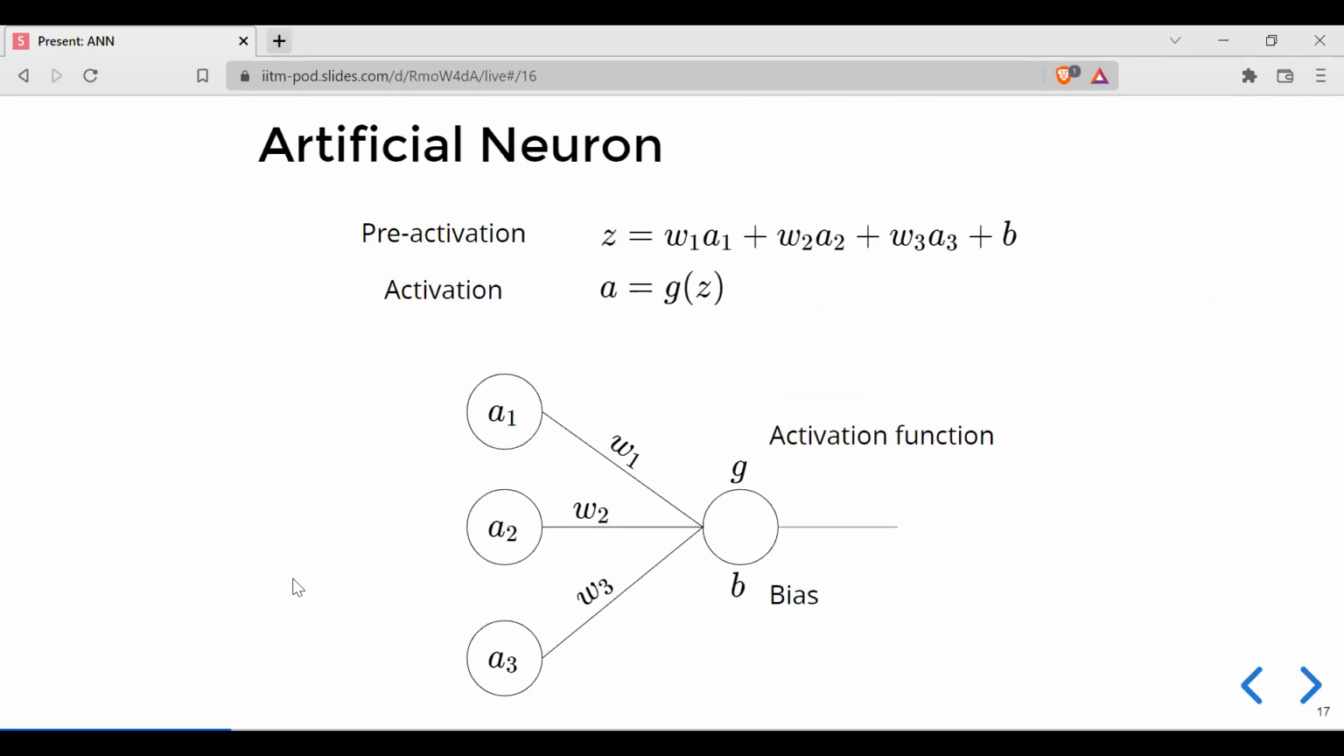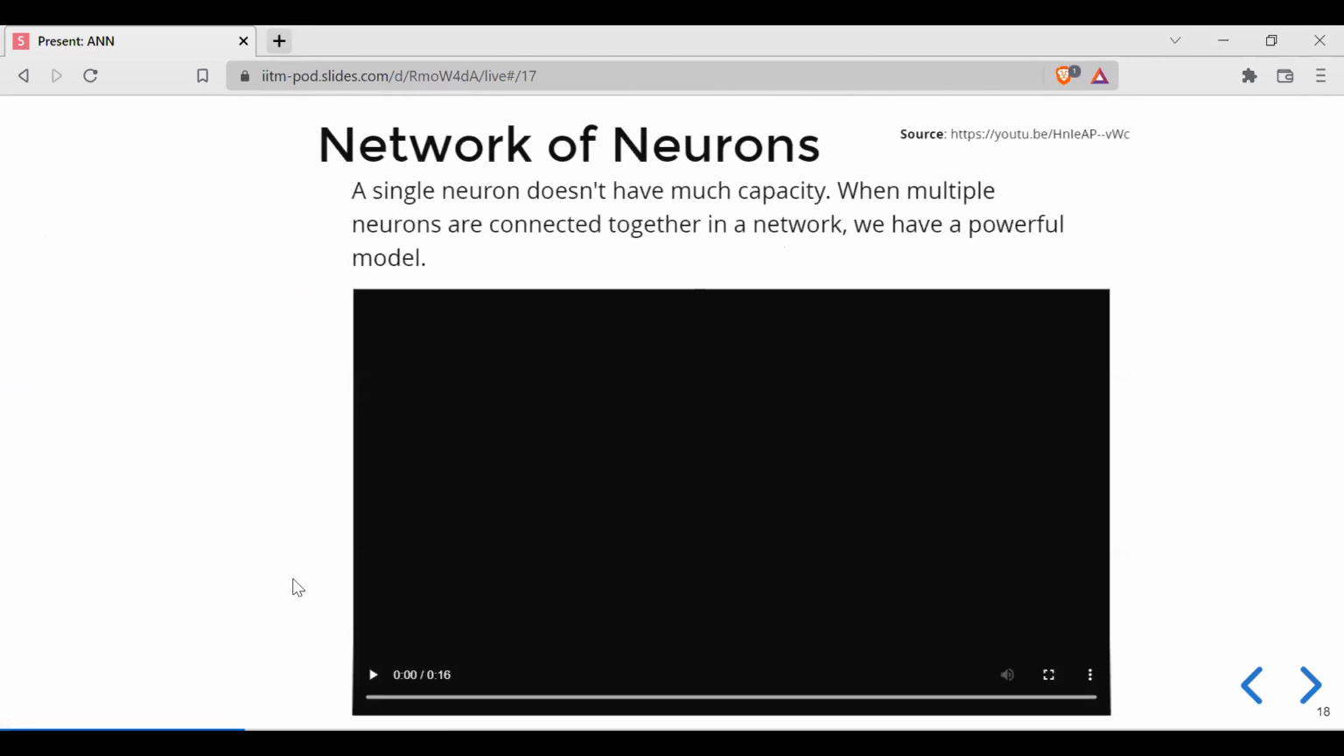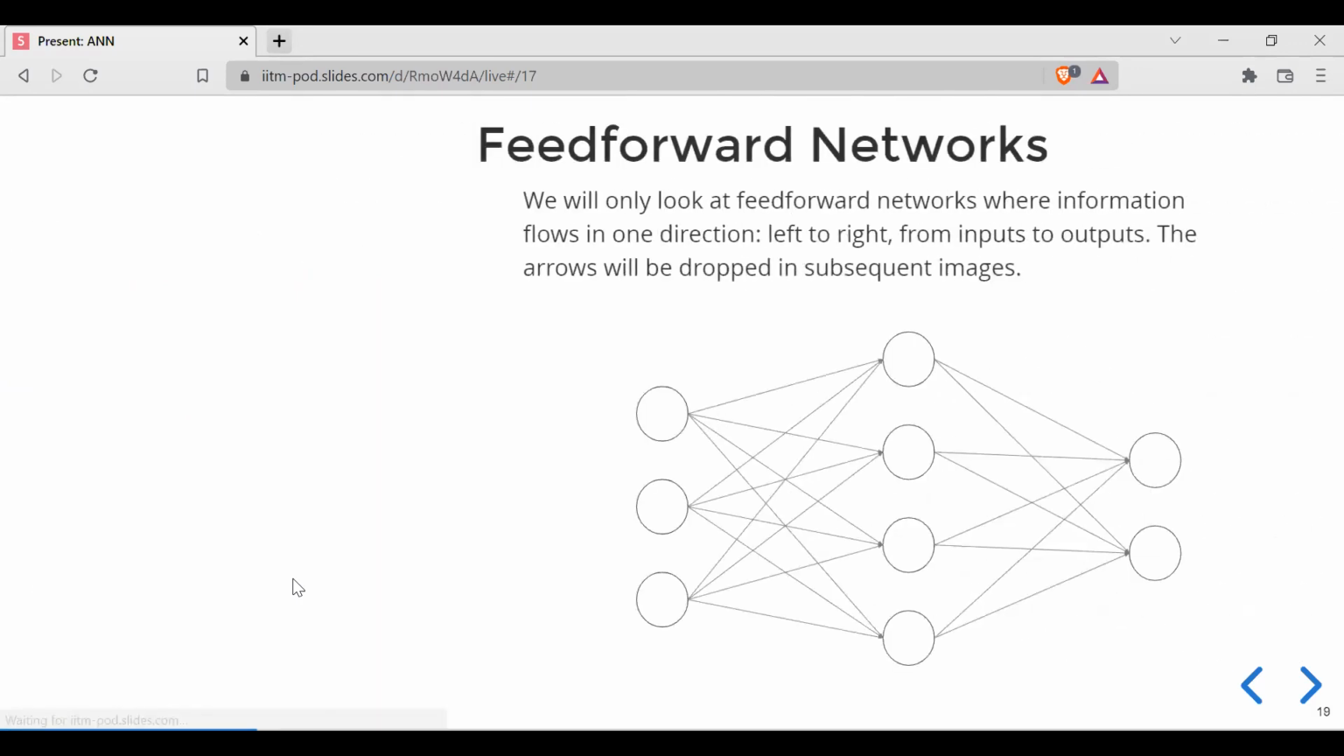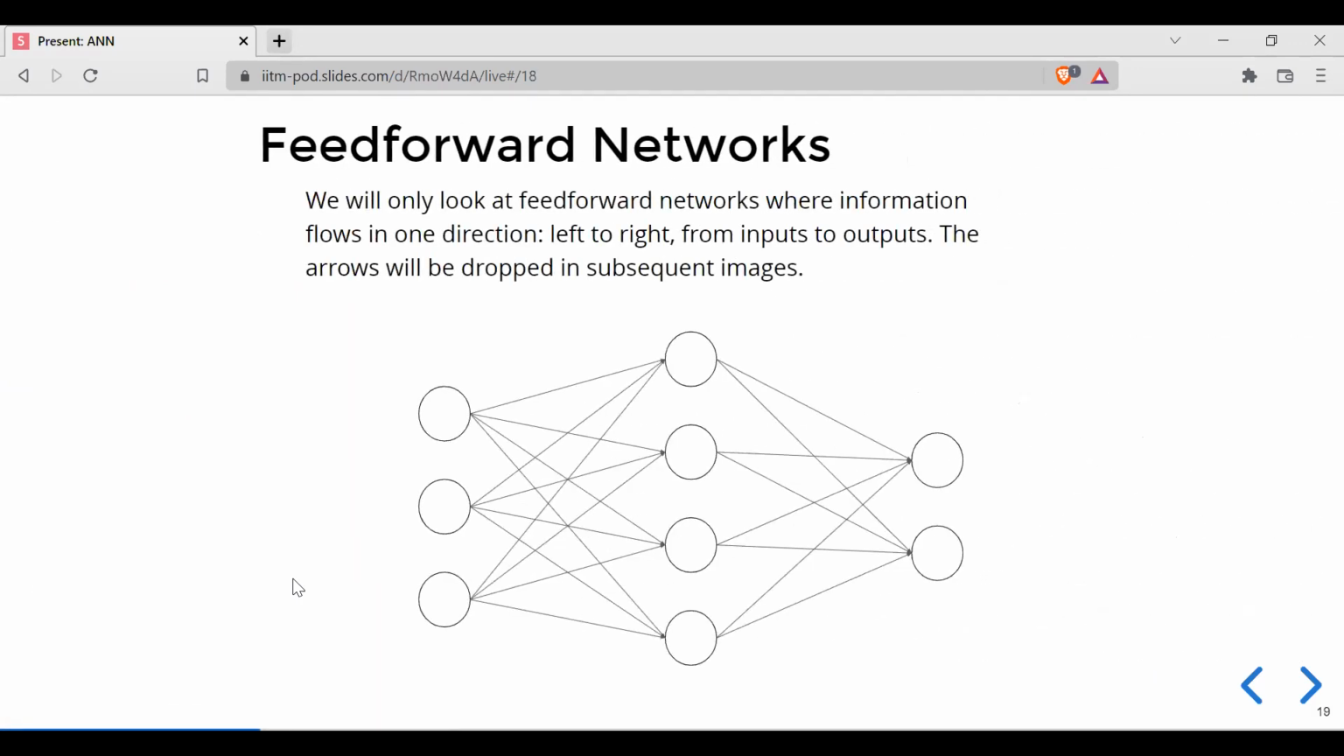These different neurons, these different models, are connected to each other. This is called an artificial neural network. In this ANN we only have feed forward. What I mean by feed forward is that input is passed from one layer to another. Layers are the connections of different neurons.